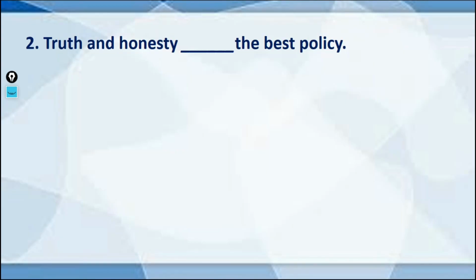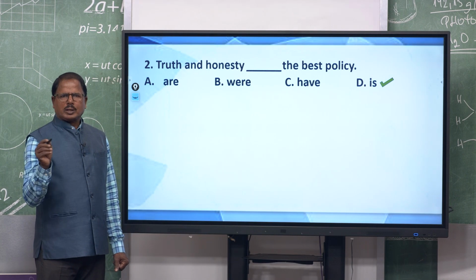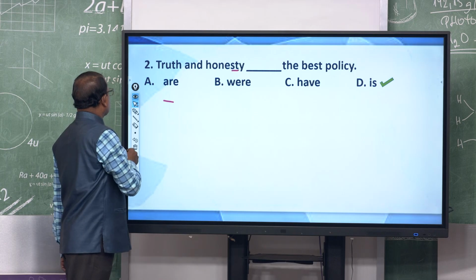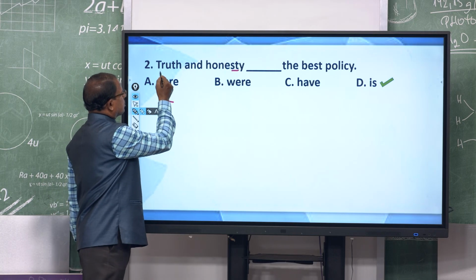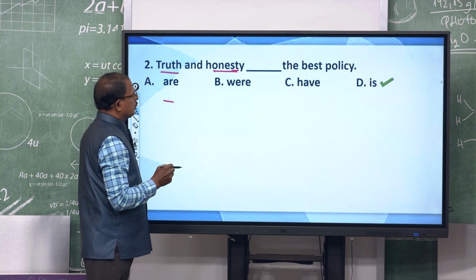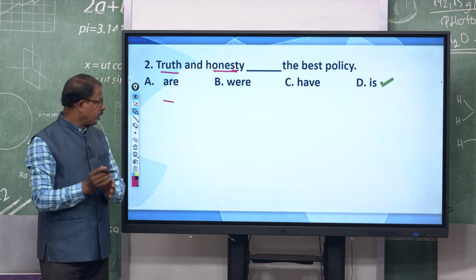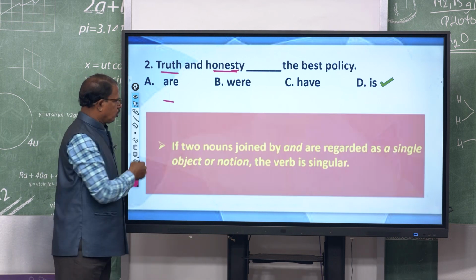Truth and honesty dash the best policy. You look at the options. Option A, are, option B, were, option C, have, option D, is, and you look at the answer. The correct answer is option D. So truth and honesty, two things, you see two things, but what happens? These two things are taken together as one unit, and now you see the principle, right.